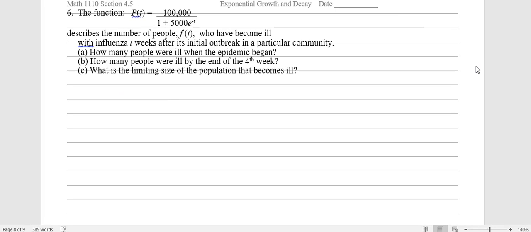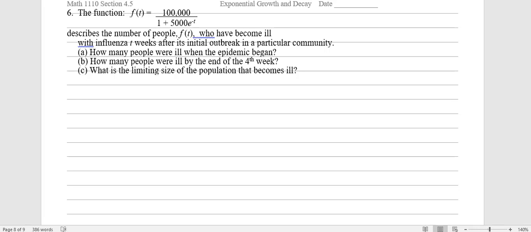Here we have another logistic function that describes the number of people who have become ill. So F is the number of people who have become ill with the influenza 2 weeks after its initial outbreak in a particular community. So t is the number of weeks after the initial outbreak. So how many people were ill when the epidemic began?